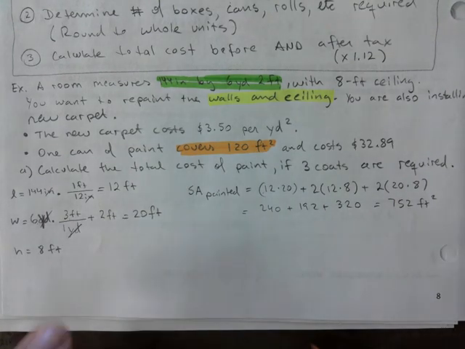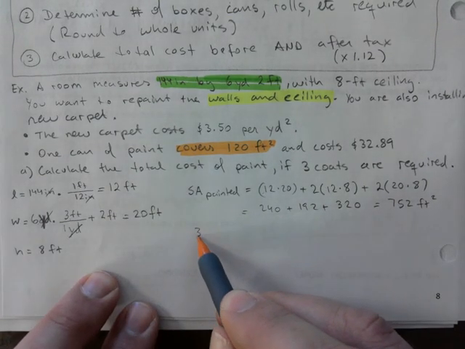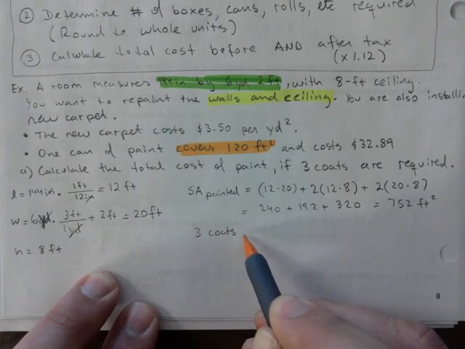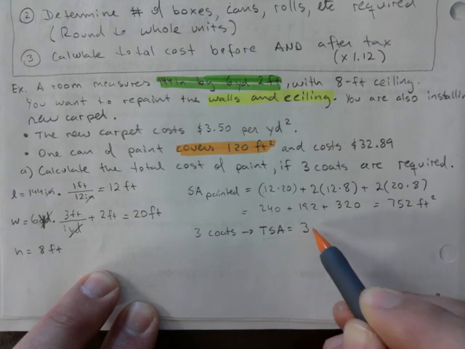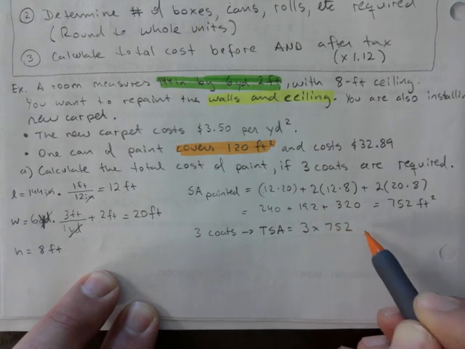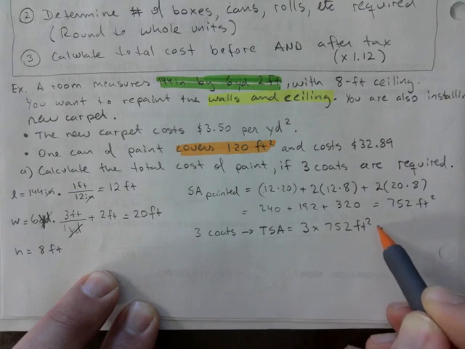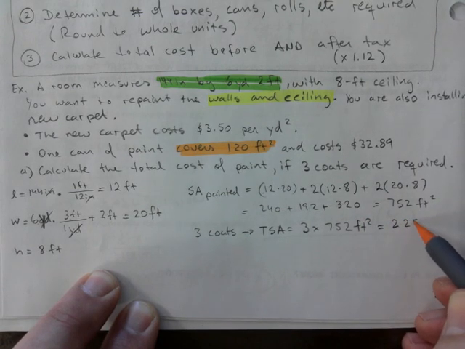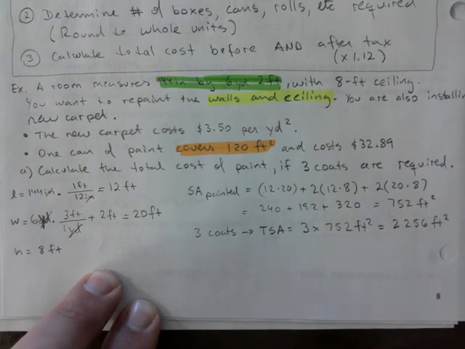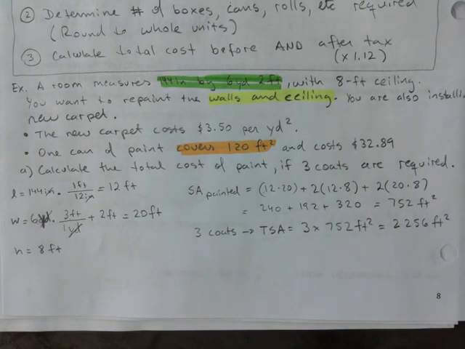But we need 3 coats, right? 3 coats would bring the total surface area to 3 times 752. This has to be done right away. Okay? That'd be 2,256 square feet. It's as if you're painting a room this big, really, because you're making 3 coats, right? 3 runs at it. So this is what you need to paint.